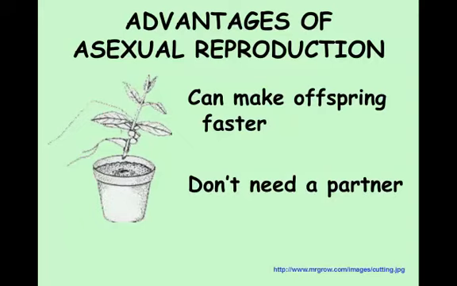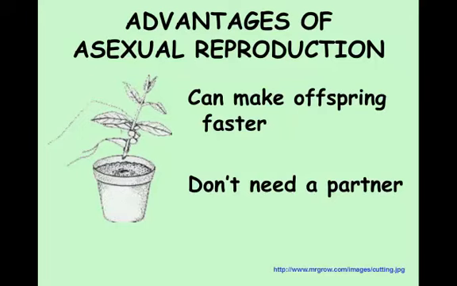If you take those little flatworms and cut them into multiple pieces, each of the pieces will grow back into a worm, so one parent worm can make lots of offspring really fast. Think about how long it takes to grow a human baby or an elephant baby, almost 2 years. So fast reproduction, and I don't need a partner.